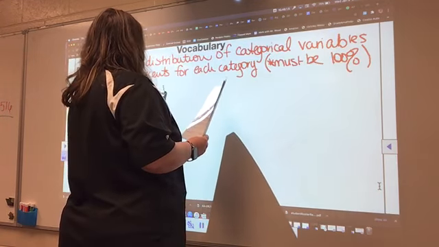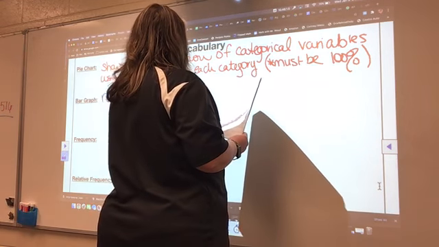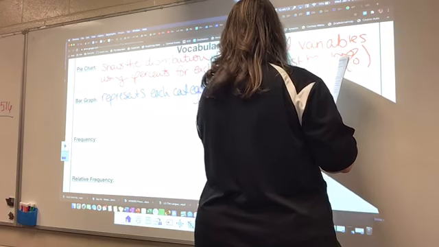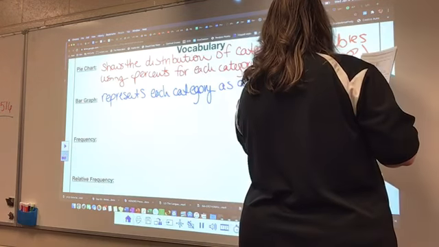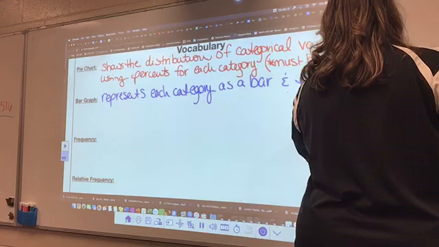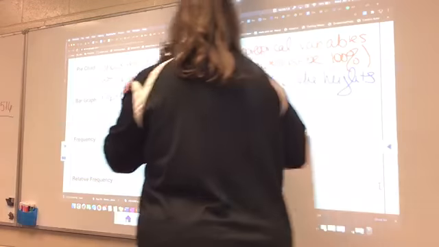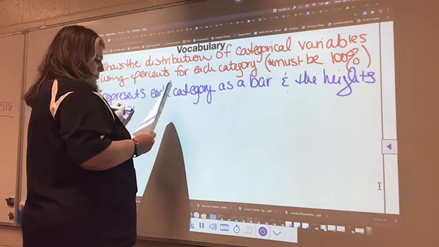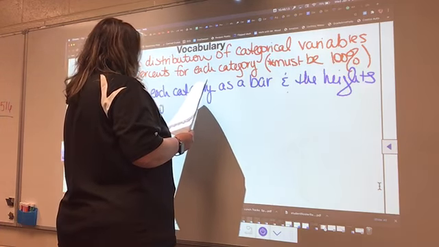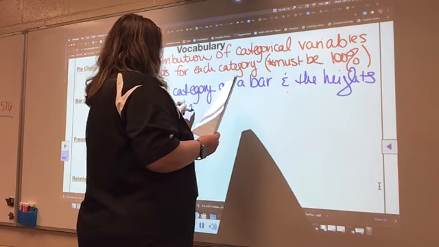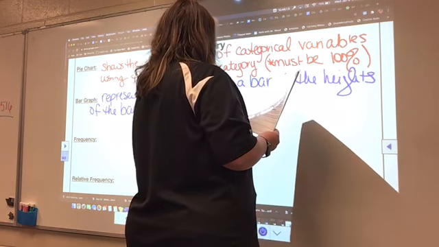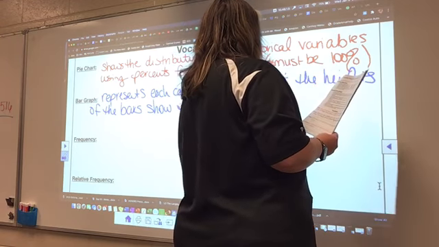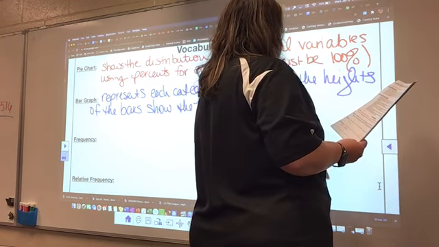So a bar graph represents each category as a bar, and then the heights of the bars show the categories' percents. That would be your relative frequency. Sorry it's so sloppy, I'm trying to get it all written down for you.